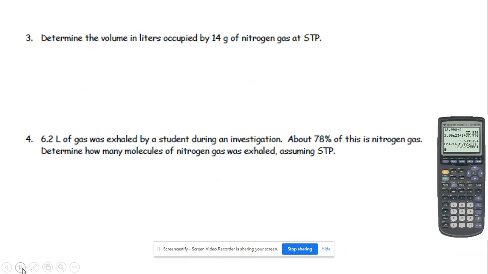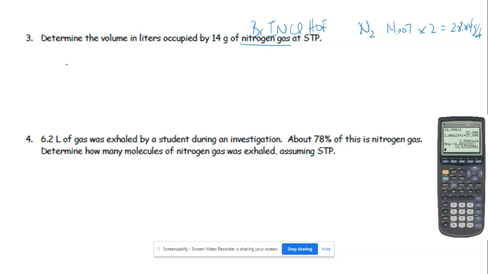Let's figure out the volume in liters of 14 grams of nitrogen gas at STP. So nitrogen gas, remember, is part of Brinkelhoff, and so nitrogen gas is going to be diatomic. It is N2. So we'll take that 14.007 on the periodic table times 2. Our mass will be 28.014 grams per mole.